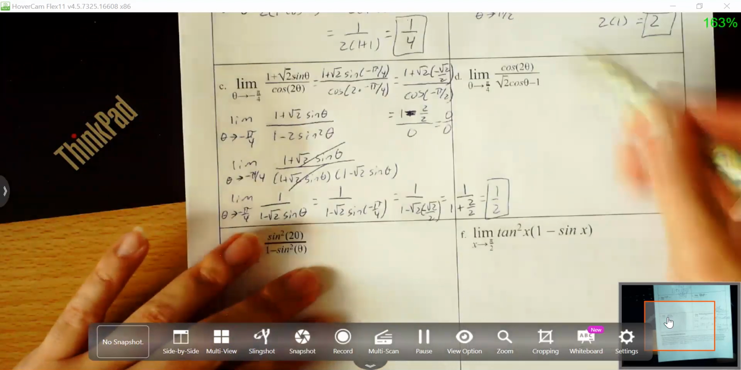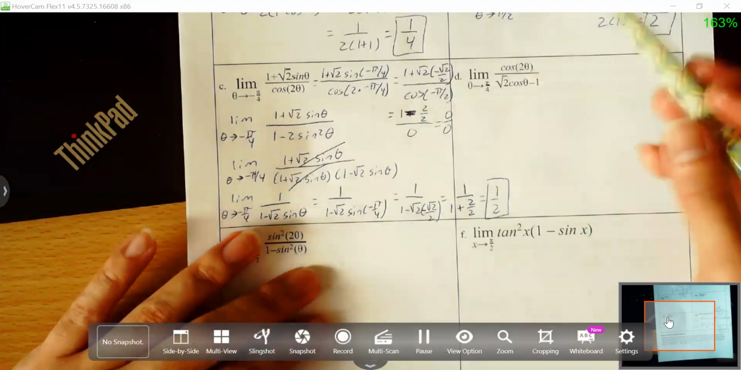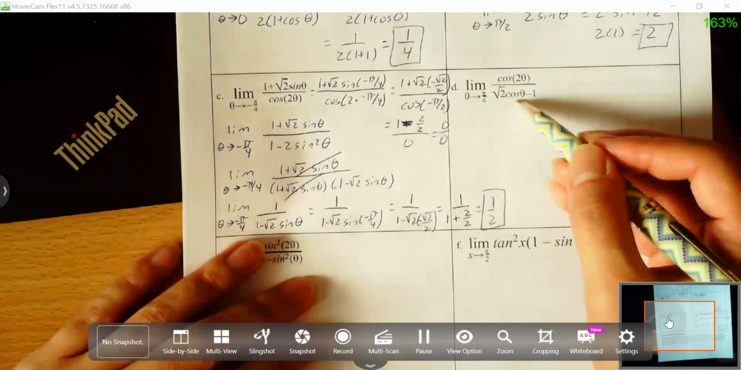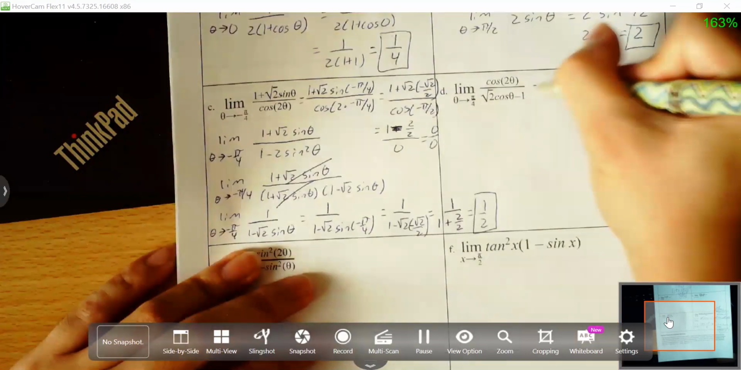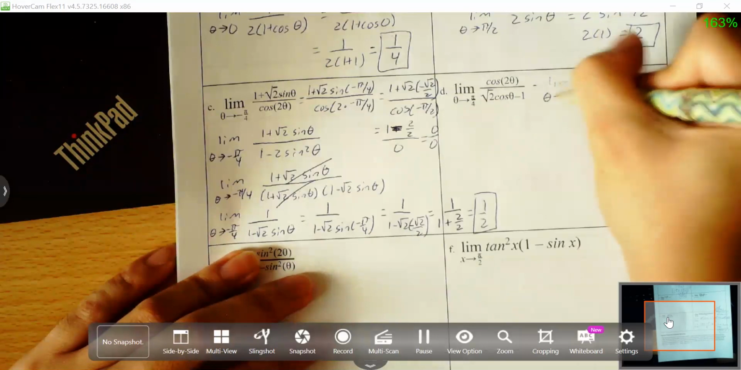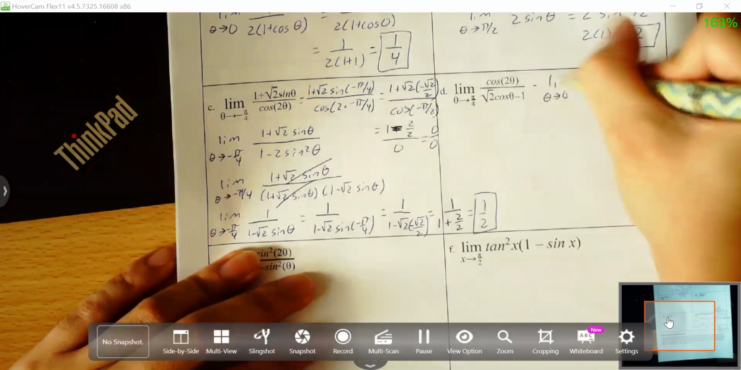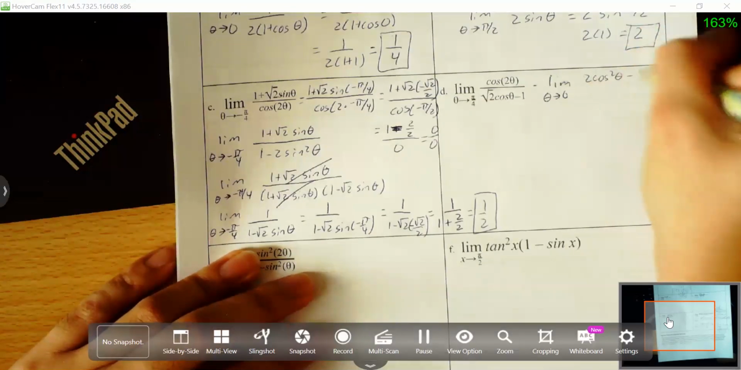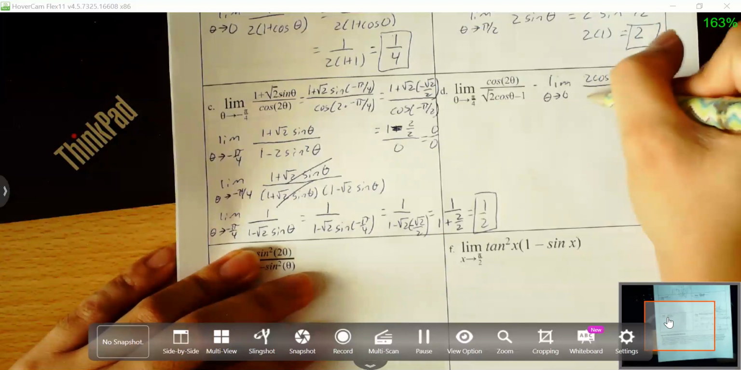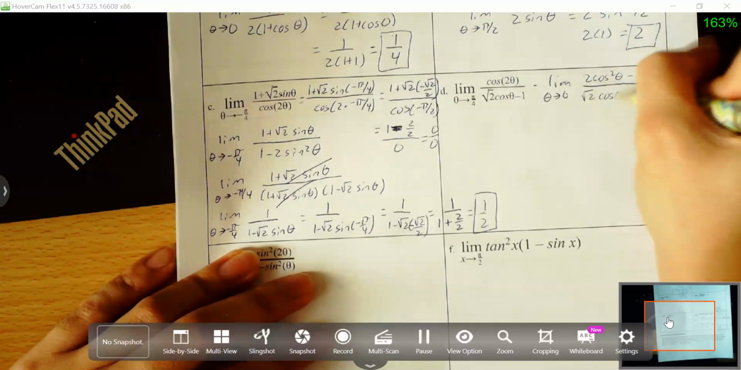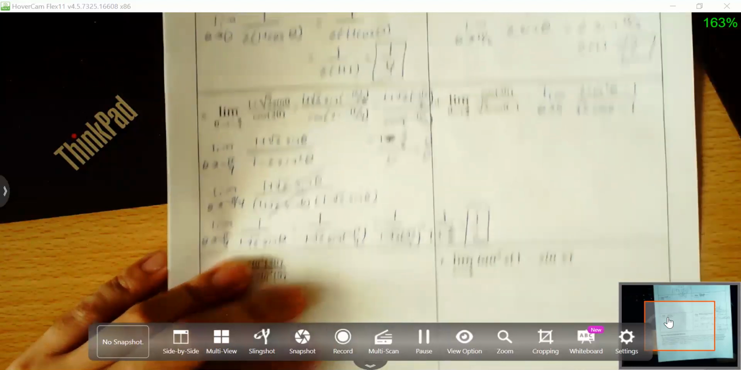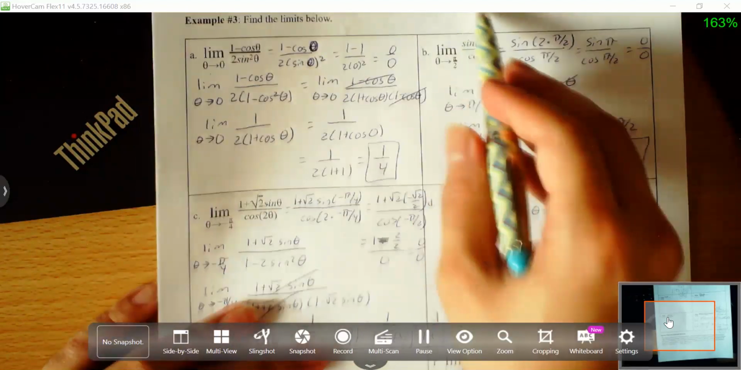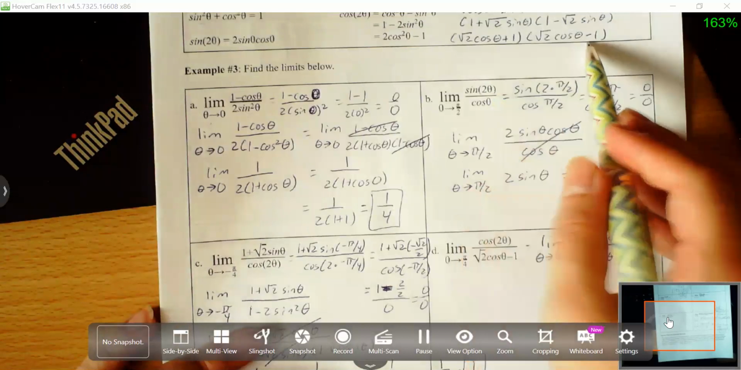Okay, so you're confronted with a cosine 2 theta, so you have to think, which one of the above ones do I have to use? Well, I see that the bottom is root 2 cosine theta minus 1, so I'm going to use the bottom one, that this should be the 2 cosine squared theta minus 1 all over. However, on the homework, if you want to skip this step and just go straight to the difference of squares factoring, I don't mind.